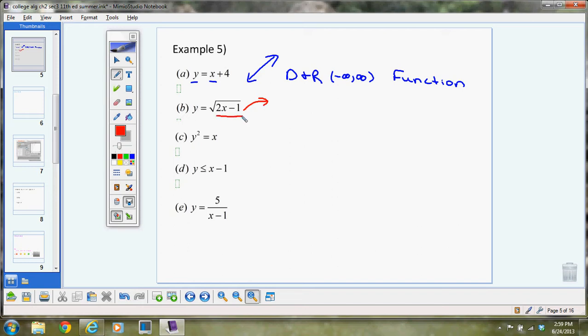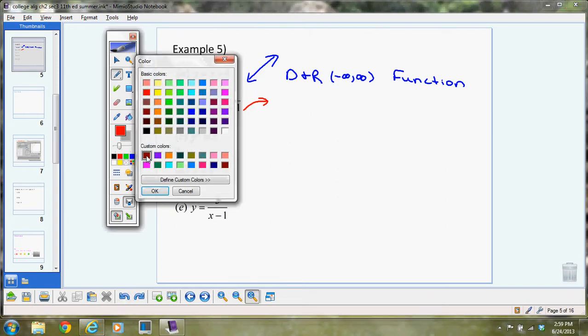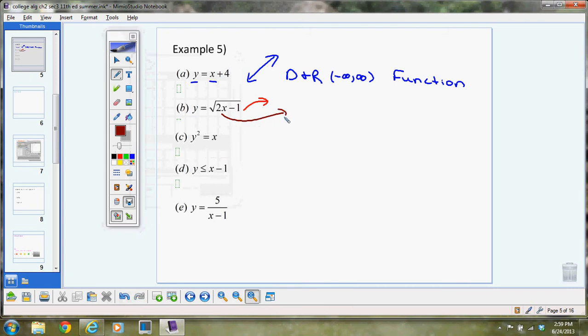The smallest thing you can have underneath the radical is going to be 0. So when you go to set this up, you know 2x minus 1 has to be greater than or equal to 0. And then you solve for x. If you move your 1 to the other side, you get 2x is greater than or equal to 1, divide by 2, and x has to be greater than or equal to 1/2. You always take whatever's underneath the radical and you set it greater than or equal to 0.